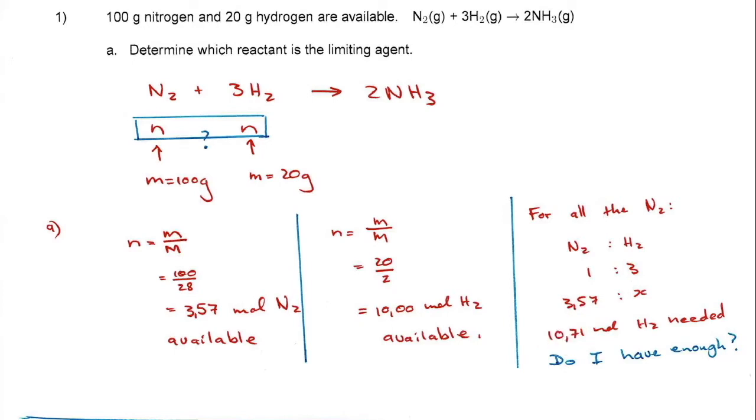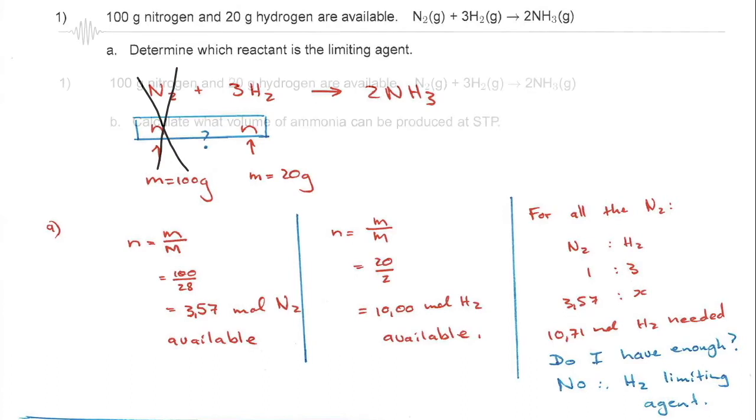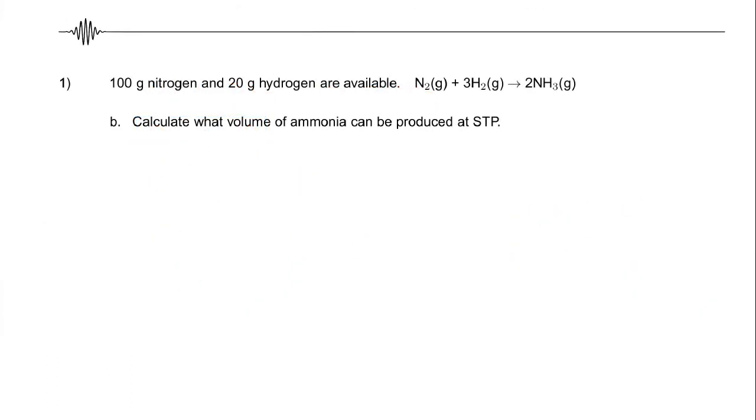So obviously the hydrogen is the one that's going to be used up first. The hydrogen is the limiting agent. It's going to be used up completely. So now in future, I am always going to ignore the nitrogen and only work with the hydrogen because that is the limiting agent. In question B, they ask us for the volume of ammonia that can be produced.